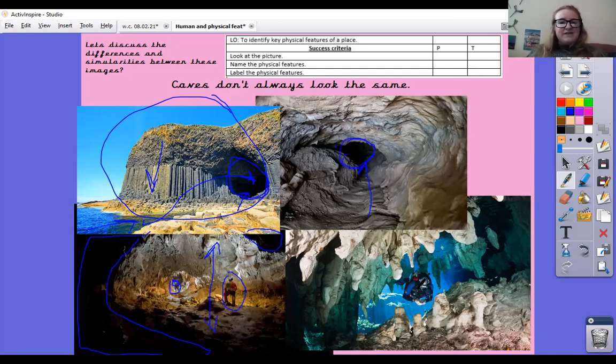And this cave is underwater. So this is a diver and he's under the water. I don't know if you can see it, but this is all water. That's the top of the water there. And he's swimming through this cave. This cave is underwater, probably in the sea.